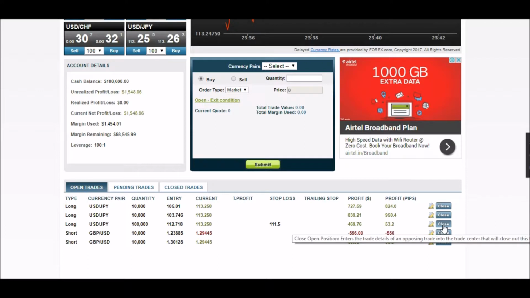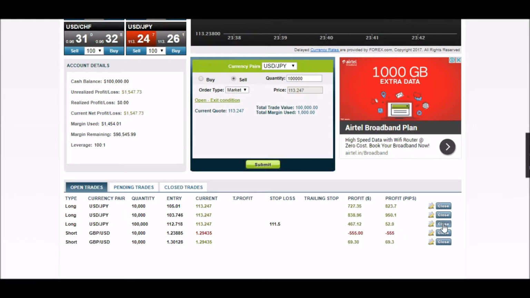As a trader, I'd like to exit my dollar yen position. So I take this trade which says close open position, enter the trade details of the opposing trade into the trade center that will close out this. So let's try this. So this is my original trade, which was a buy at 112.72, and I wish to square this off. So it's a sell now. The order type is market.